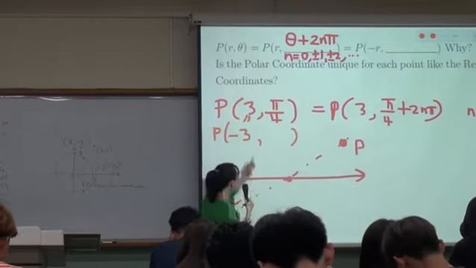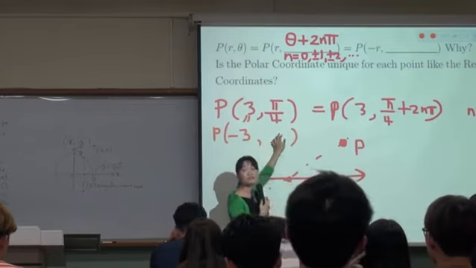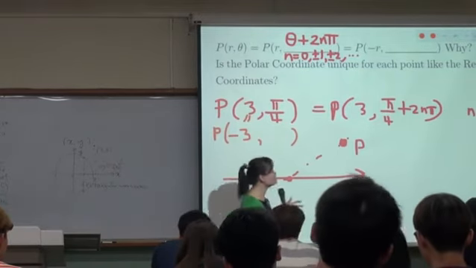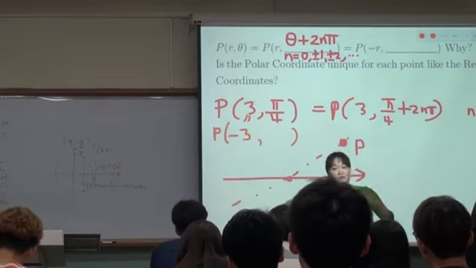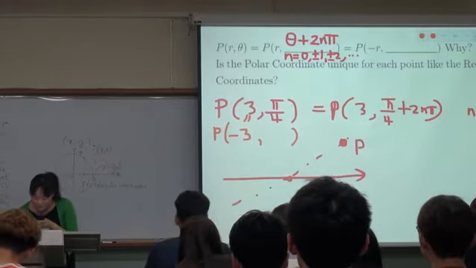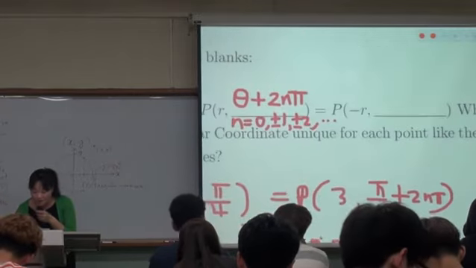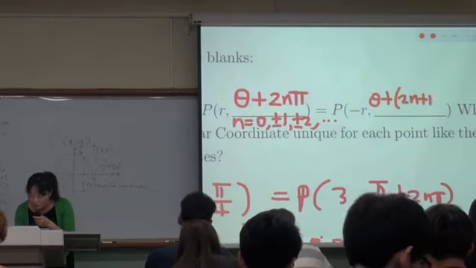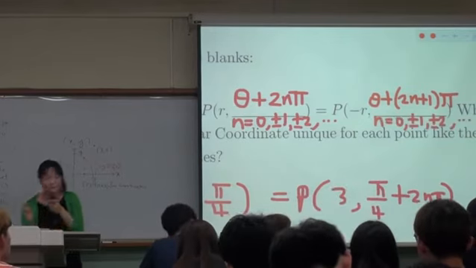Get it? So when I change this r into minus r, then I can put it here in generic form. Pi over 4 plus what? Any odd multiple of pi, plus or minus. So how do I represent an odd multiple? Even is 2n. Odd is 2n plus 1 or 2n minus 1, right? So let's fill in here. When I change r into minus r, it will be theta plus (2n plus 1) pi, where n is still 0, plus or minus 1, plus or minus 2, etc. Get it?